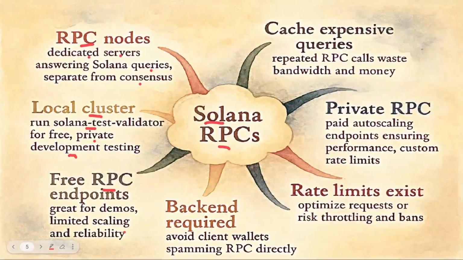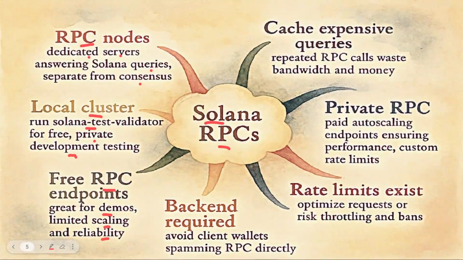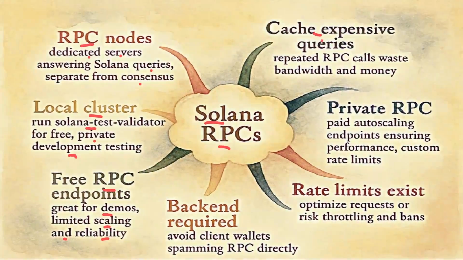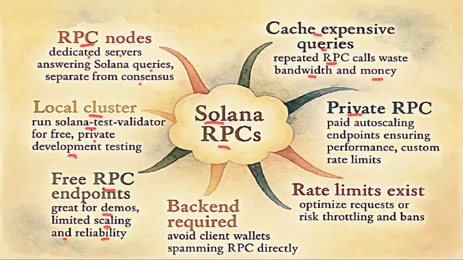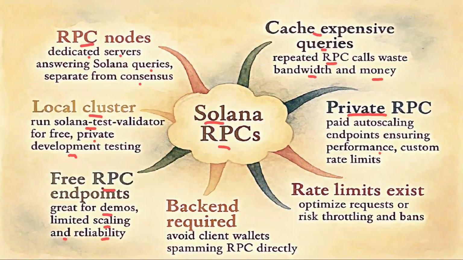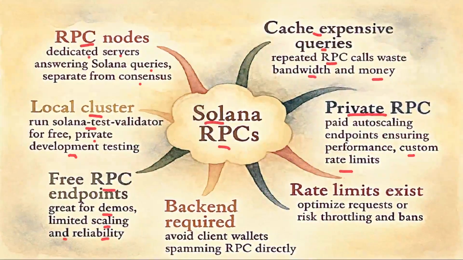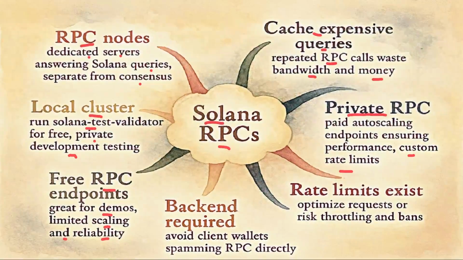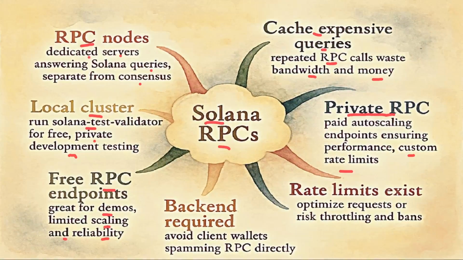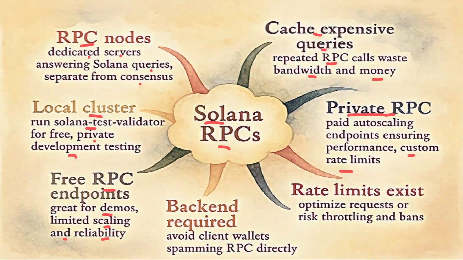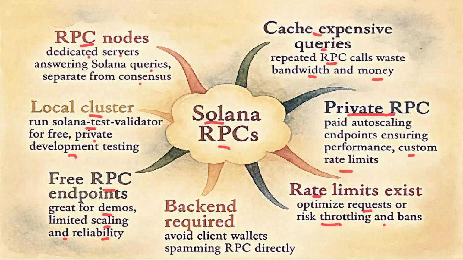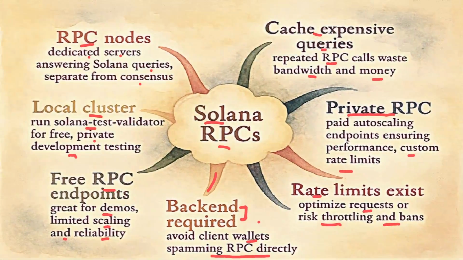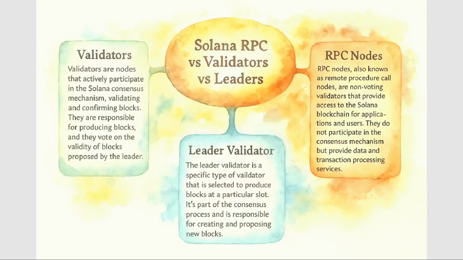Free RPC endpoints: great for demos, limited scale and reliability. Cache expensive queries. Repeated RPC calls can waste bandwidth and money. Private RPCs: paid autoscaling endpoints ensuring performance with custom rate limits. So when you are going to go live and you have a great application, it's recommended that you get a private RPC, for example, Helius, QuickNode, etc. Rate limits exist, so optimize requests or risk throttling and bans. Backend required: avoid client wallets spamming directly on RPCs, okay?